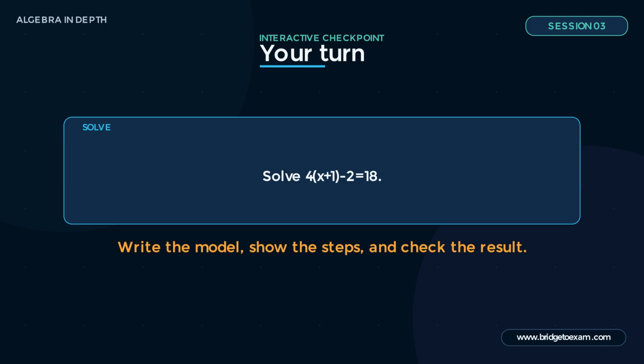Now it is your turn. Solve 4(x + 1) - 2 equals 18. Pause, write each algebra step, and use the next 6 seconds to finish your solution.